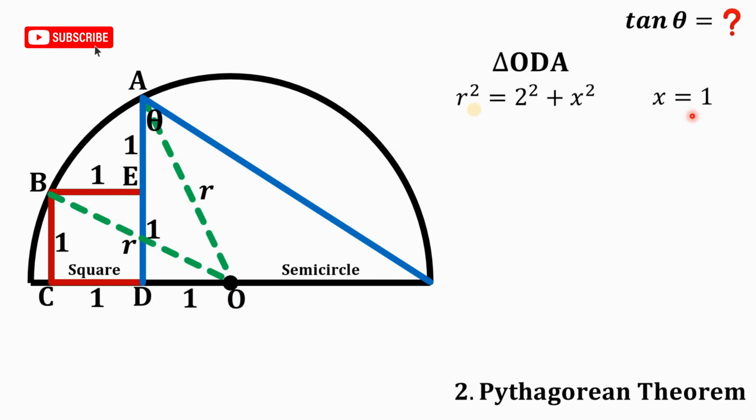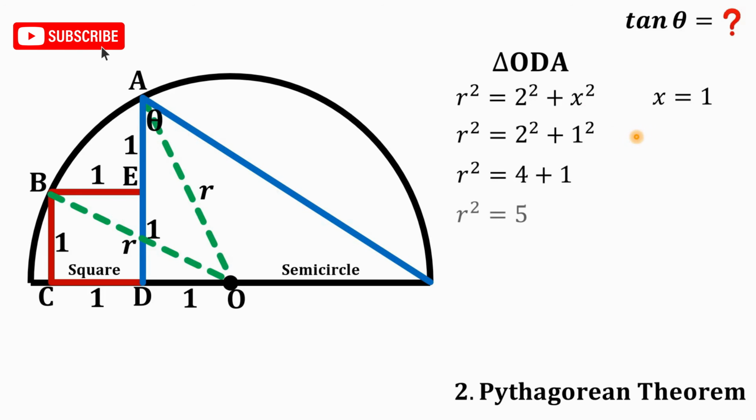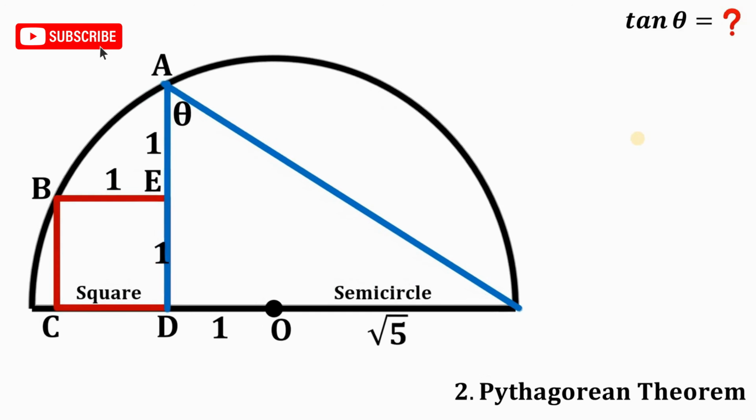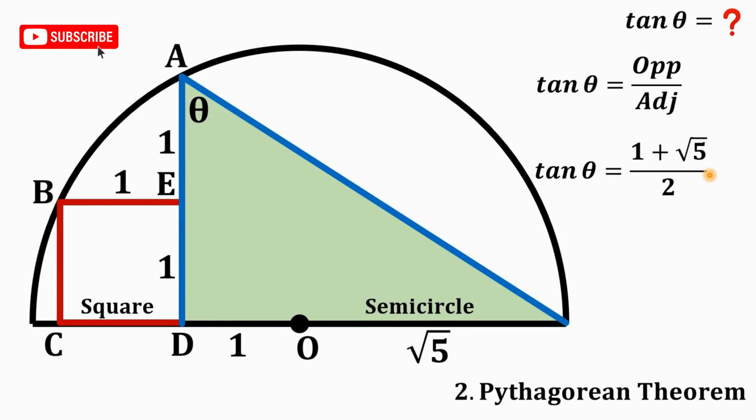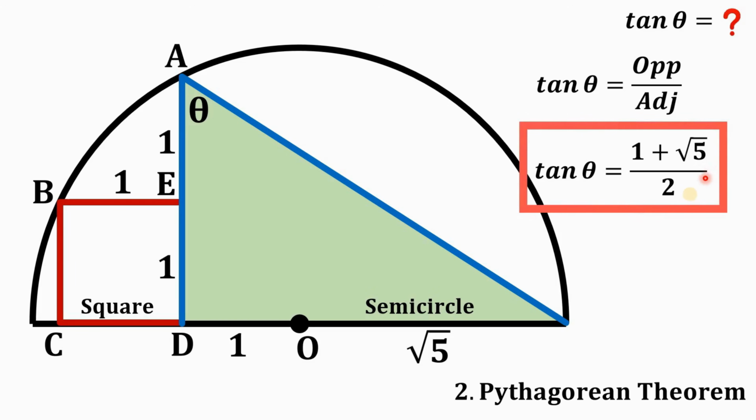And using the value of x, we can now solve for the value of this r, the radius of our semicircle. So let's replace this x with 1. Solve for r. We have r equals square root of 5 again. And using this information, we can now get again the value of tangent theta. So we have opposite over adjacent, and this is just 1 plus square root of 5 all over 2. And that is our answer using the Pythagorean theorem.